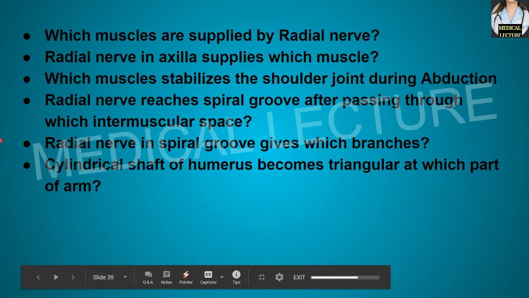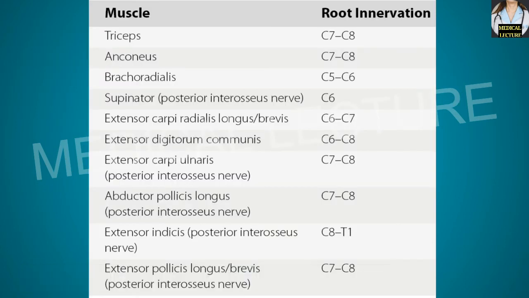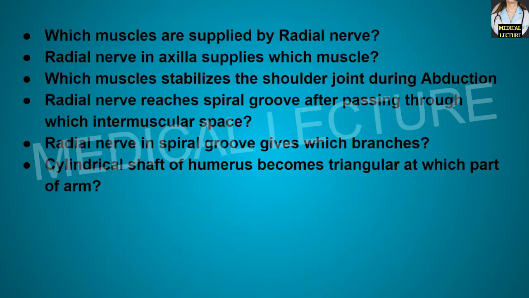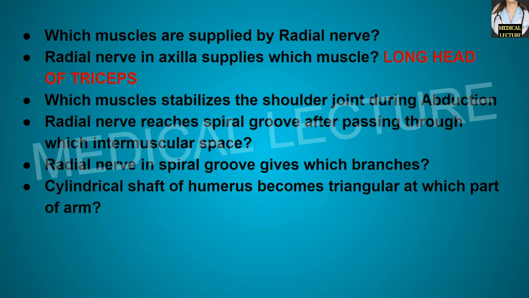Which muscles are supplied by the radial nerve? Triceps, anconeus, brachioradialis, supinator, ECRL and ECRB, extensor digitorum, extensor carpi ulnaris, abductor pollicis longus, extensor indicis, extensor pollicis longus and extensor pollicis brevis are supplied by the radial nerve. Radial nerve in axilla supplies which muscle? It supplies the long head of triceps.